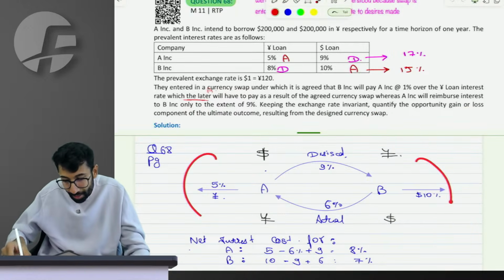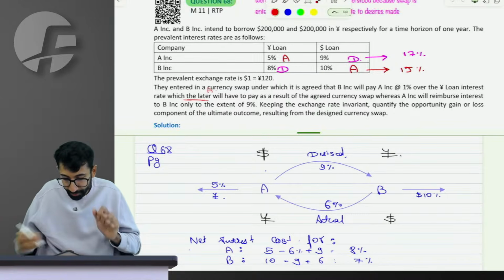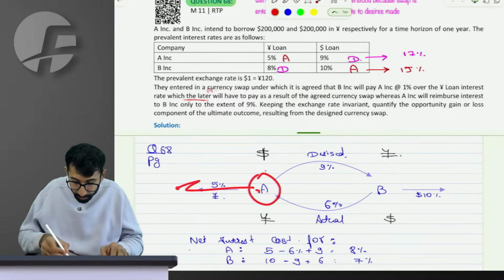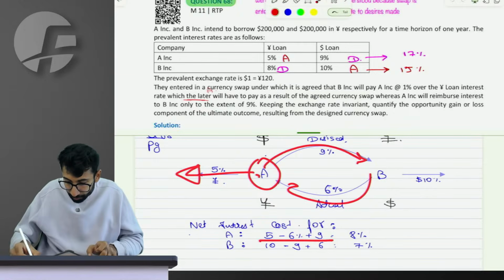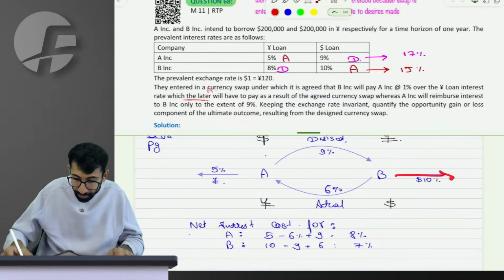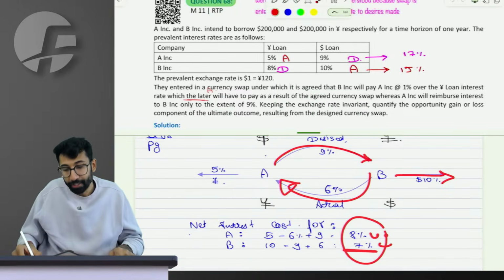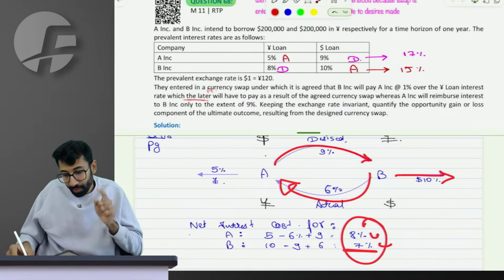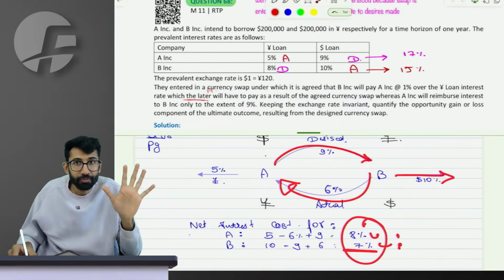With this swap, how much have they gained? How much have they saved for themselves? Sir, A's effective cost is 5 plus 9 minus 6. Effective cost for A is 8%. Effective cost of B is 10 minus 9 plus 6, which is 7% effectively. This is what they will effectively pay, and they have come to their desired position with the help of swap.